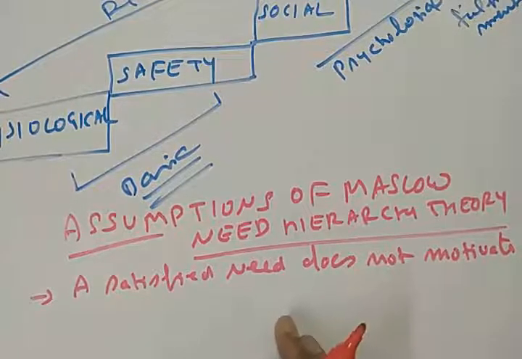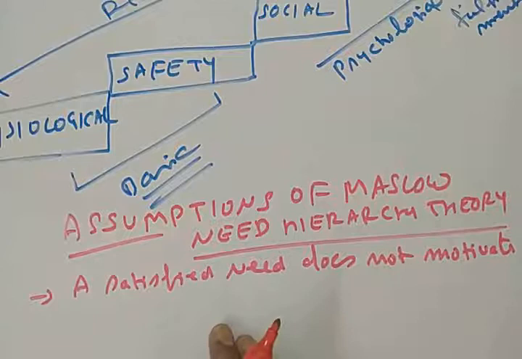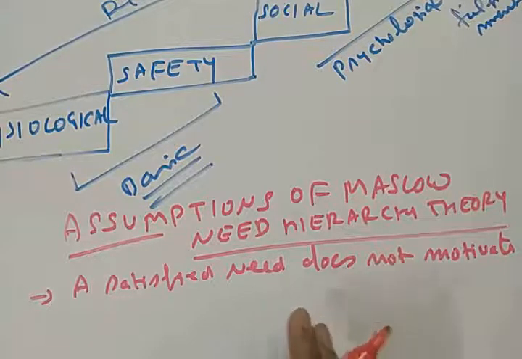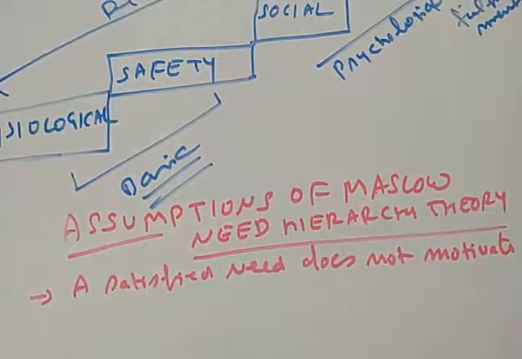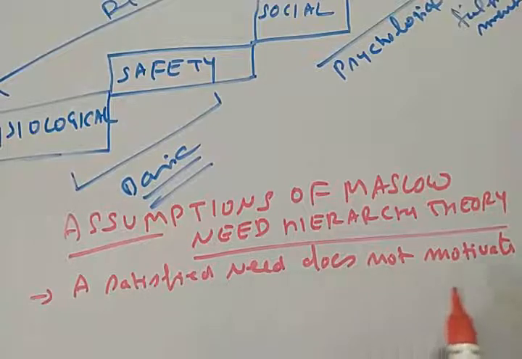When one need is satisfied, another need emerges to take its place. So people are always striving to satisfy some need. That's why we call it that motivation is an ongoing process. So this is a very basic assumption of Maslow's, that satisfied need does not motivate.